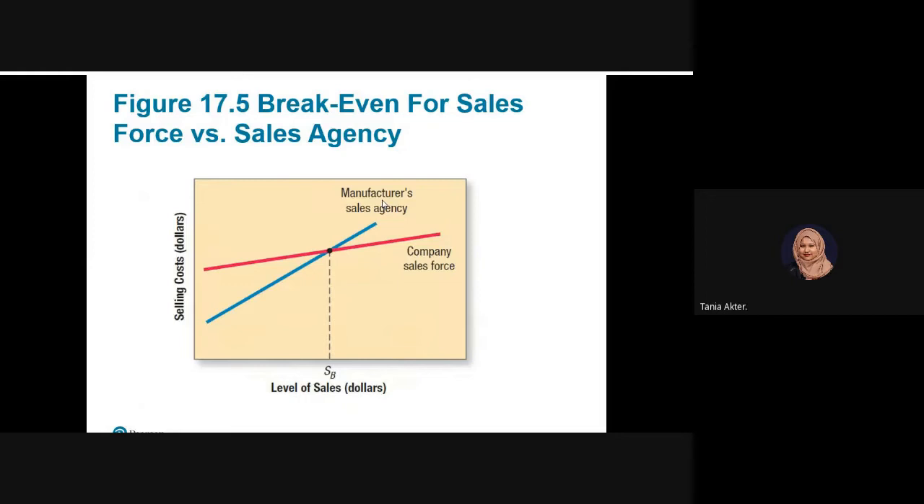So this information is telling you the break-even for sales force or sales agency. If we use sales force, then the sales volume would be better anything above SB, and for sales agency anything below SB. So you can decide on the use of sales force or sales agency.